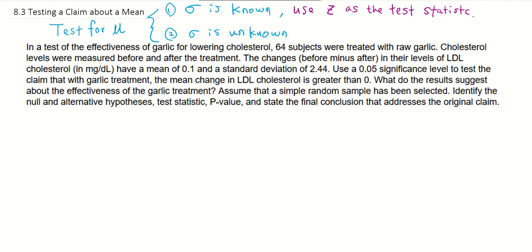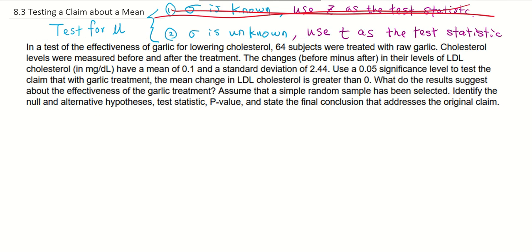But this case is very rare because if you don't know your population mean, but you know your population standard deviation, it's really unrealistic and rare. So usually we don't see this case. What we will see more often is the second case. When you test for mu, your sigma is unknown. So in this case, we will use t as your test statistic. We'll look at one example here.